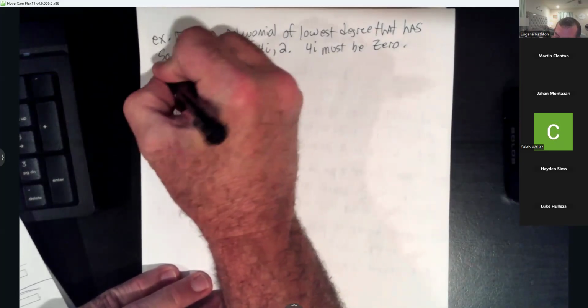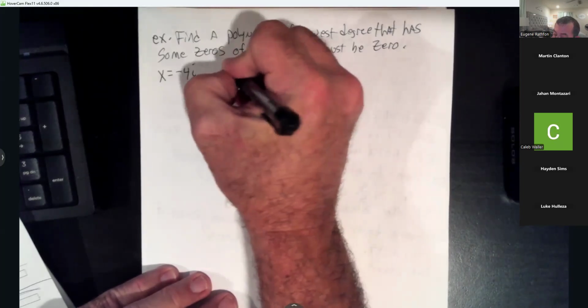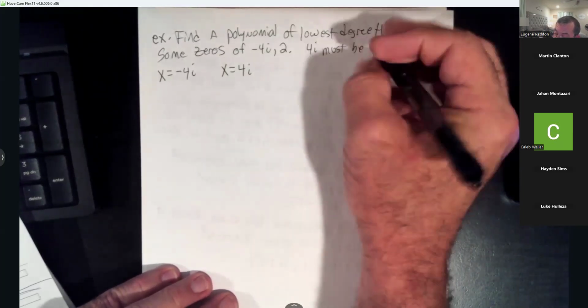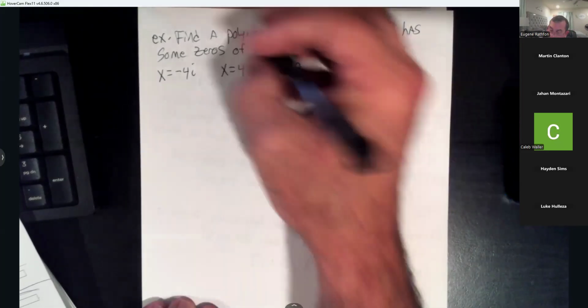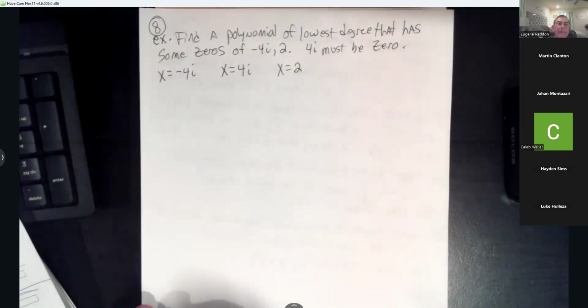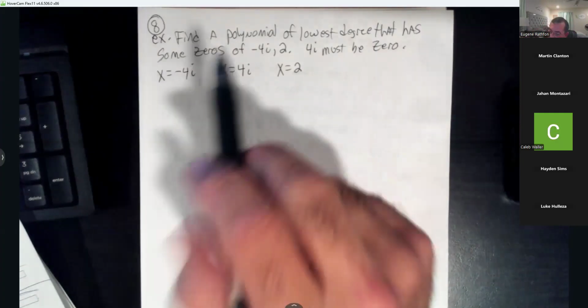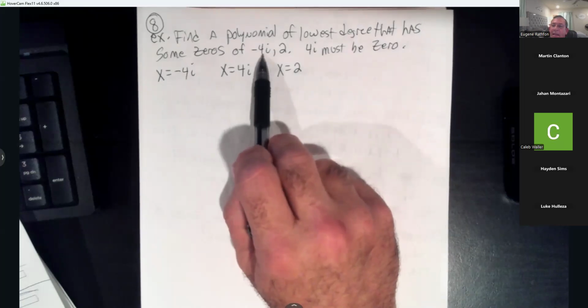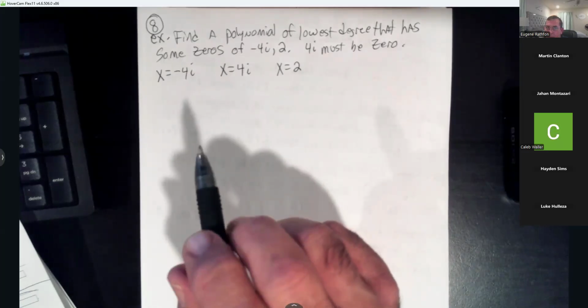So I'm going to set them up. X equals negative 4i. X equals a positive 4i. And x equals 2. And y'all, this one's like number 8 right here. That's why they did the problems like number 5, 6, and 7. They wanted to realize that if they gave you anything imaginary, then its conjugate also has to be a 0.